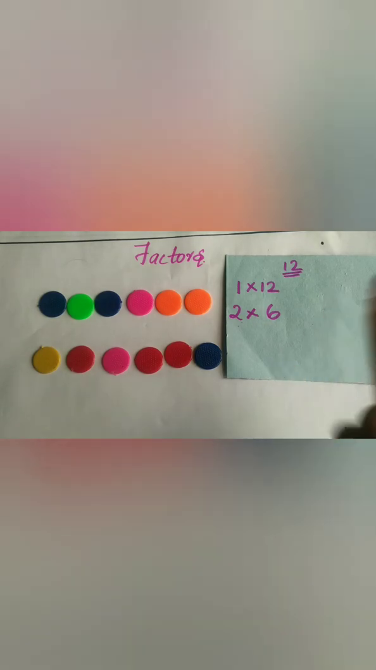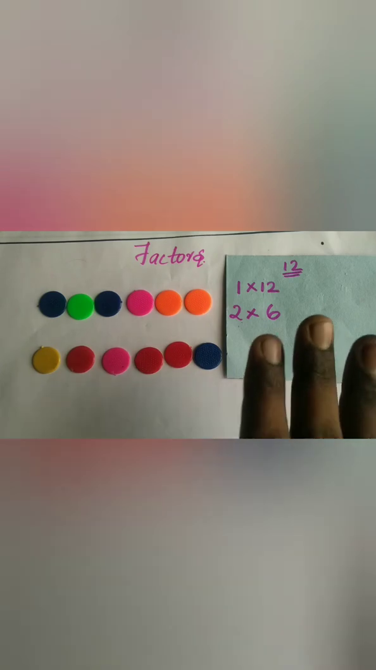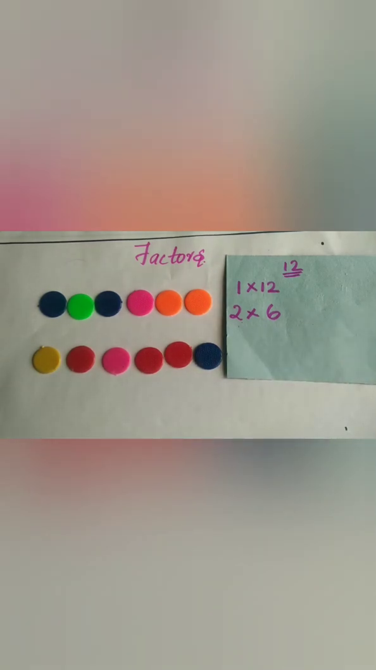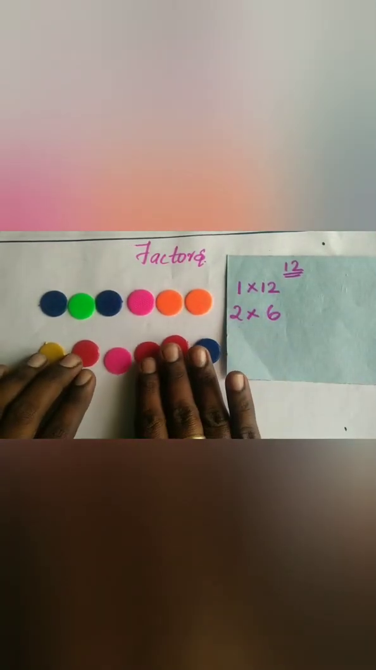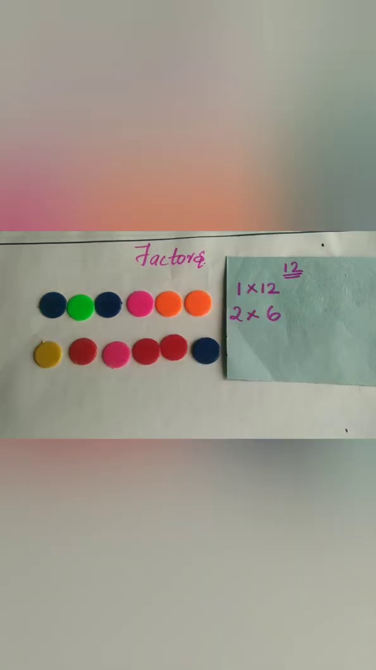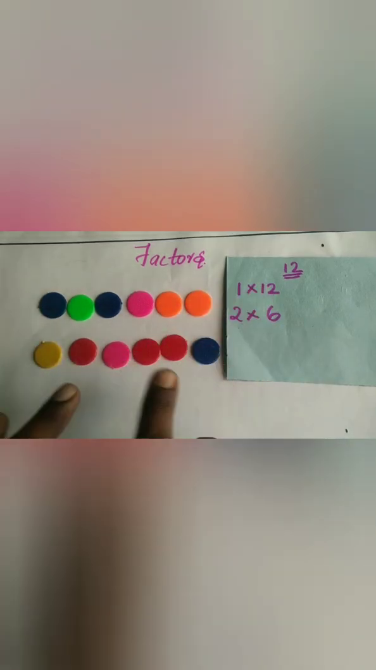Now first I arranged in 1 row, second into 2 rows. Next I am going to arrange these coins into 3 rows, but I arrange them equally. Without any remainder, if I am able to arrange those coins, it is called factors. Here see, both rows contain 6 and 6, the same. Next I am going to arrange these 12 coins into 3 rows equally.